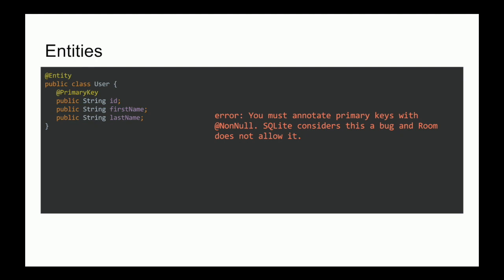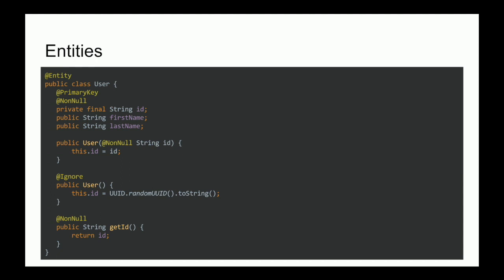You must annotate the primary key with non-null. And it also says that SQLite considers this a bug. What it's basically telling you is that old versions of SQLite allowed you to insert a primary key that was null, which doesn't make any sense, because how do you figure out what kind of object you want to store if this key is null? So it requires you to have a non-null primary key. So we go ahead and also add this non-null annotation.